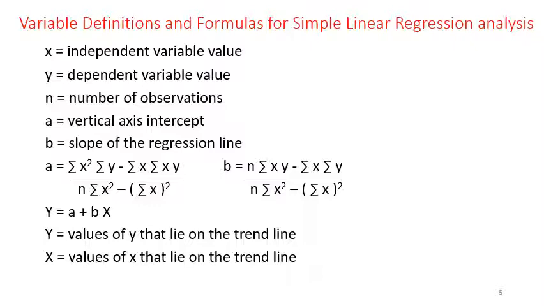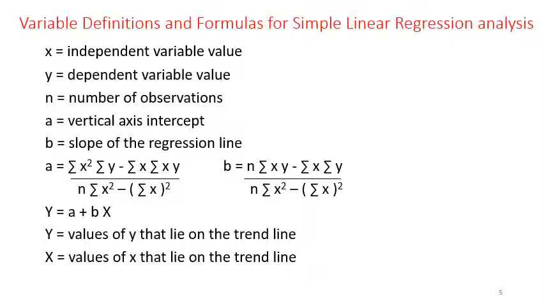Vertical axis intercept small a is equal to sigma x square into sigma y minus sigma x into sigma xy, whole divided by n sigma x square minus sigma x whole square. The slope of the regression line b is equal to n into sigma xy minus sigma x into sigma y divided by n into sigma x square minus sigma x whole square. So these equations need to be understood, and when we solve an example in the subsequent slide, we will be using these equations again to find the regression line.